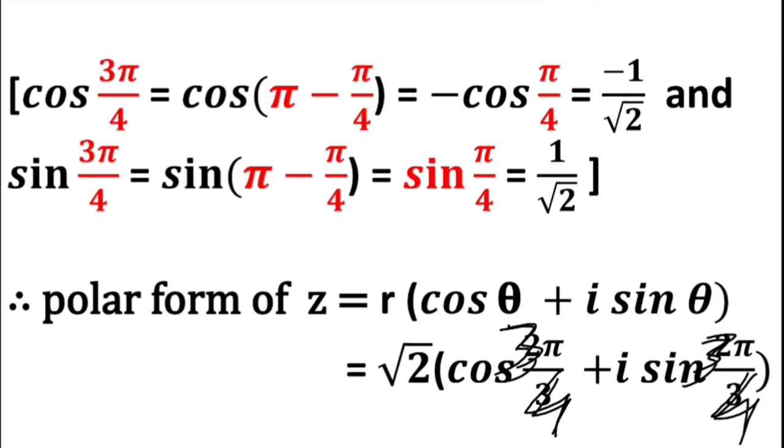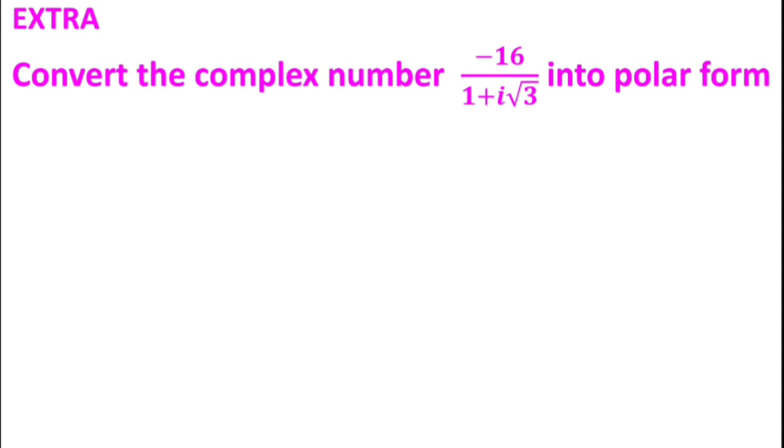In the next lecture, we will discuss questions number 5 to 9. Okay. Now the same type of extra question: convert the complex number minus 16 upon 1 plus i root 3 into polar form.